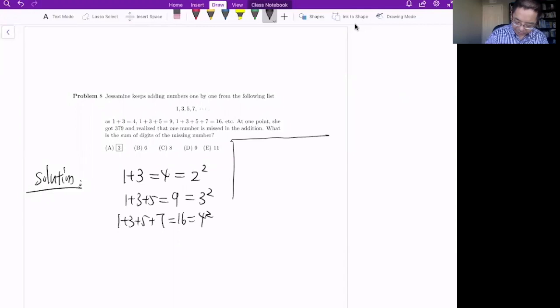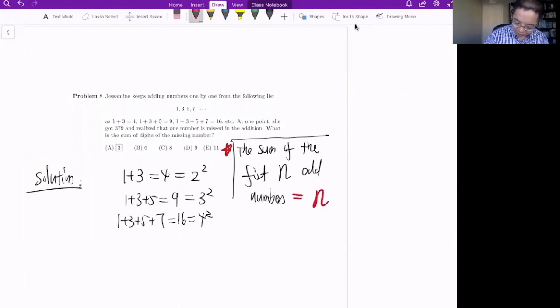So basically we have the following rule, which can be verified by the Gauss trick. The sum of the first n odd numbers equals n squared, right? So this is the sum of the first 2 numbers, this is the sum of the first 3 numbers, and this, the sum of the first 4 numbers, is 4 squared. So if everything goes correctly, this should be the sum that Jasmine obtained.